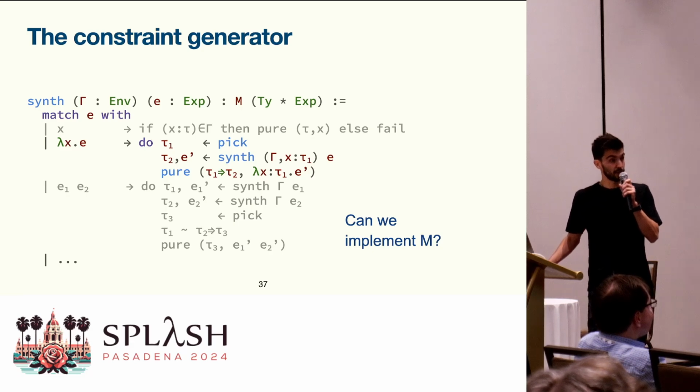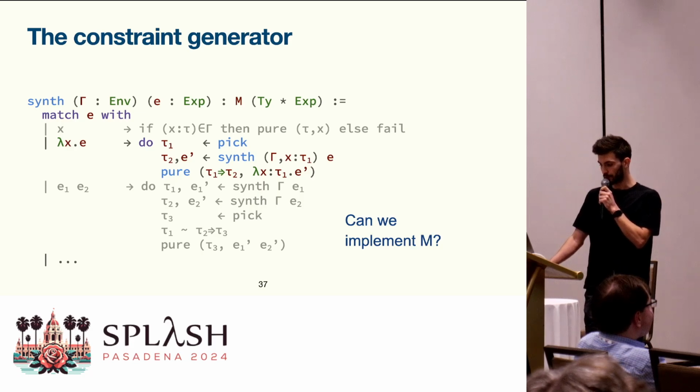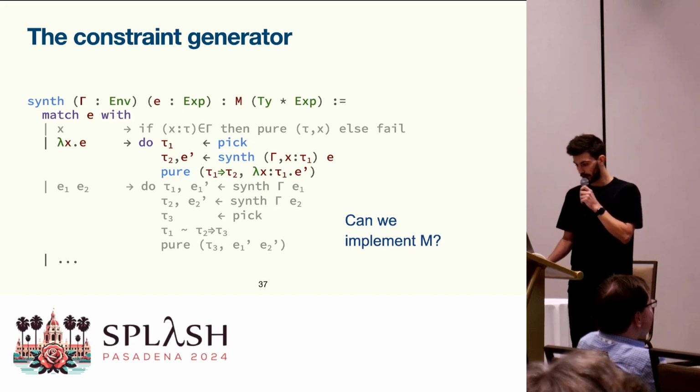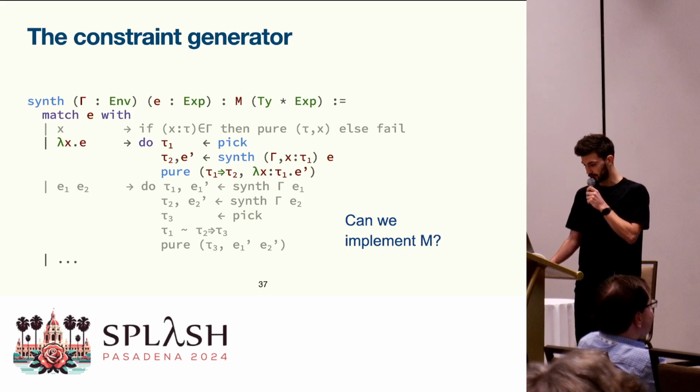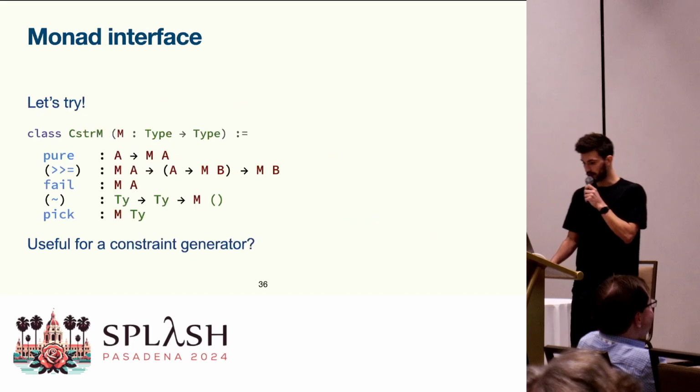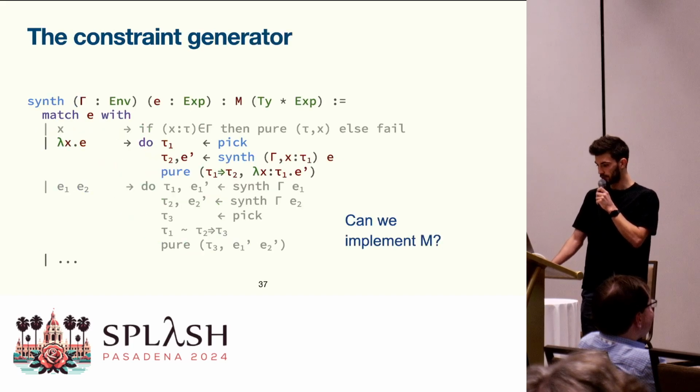Let's just look at the lambda case here. So we magically come up with a type. Let's call it tau1. And then we extend the typing environment with a binding for x to tau1 and type the body of the lambda. And then we return in the pure function type from tau1 to tau2 and an elaborated program that now has x explicitly typed as tau1. The question is, can we implement m? So is there an instance for this monad interface that we picked earlier?